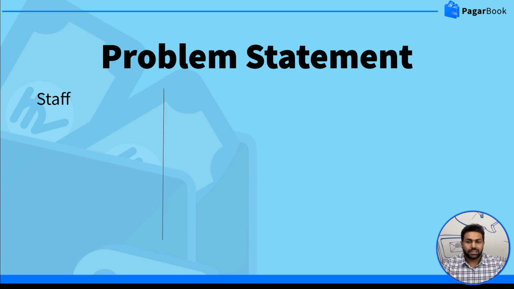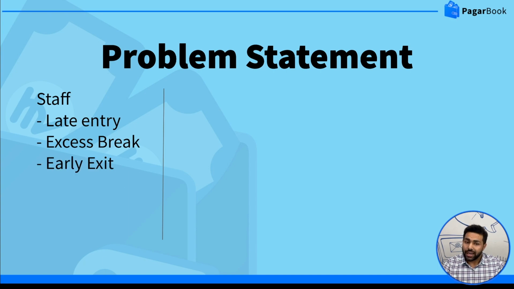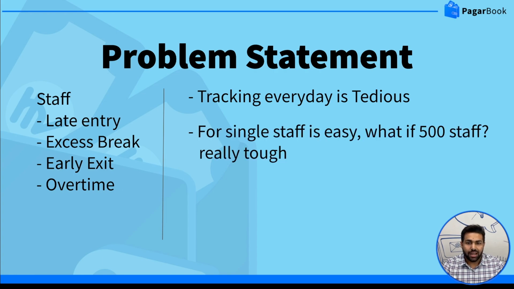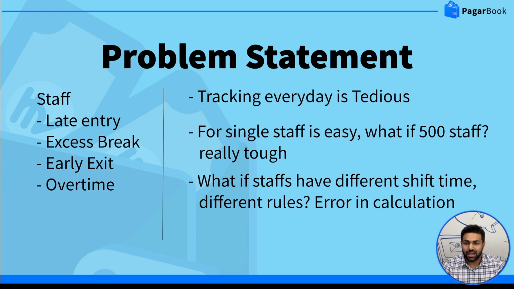Sometimes staff comes late, takes long breaks, exits early, or does overtime. In all these cases, tracking this time is necessary. Tracking for one staff is easy, but what if it's a large business with more than 500 staff? Really tough job. And what if all these staff have different shift times, different rules? Then marking manually might lead to calculation errors.